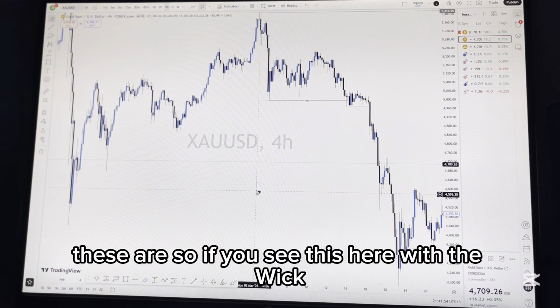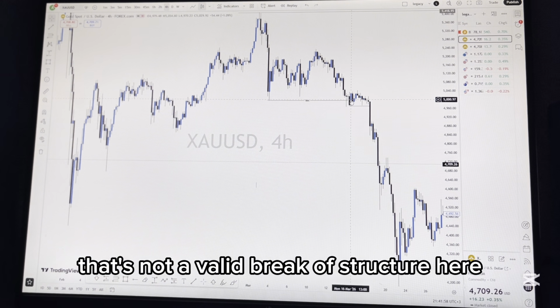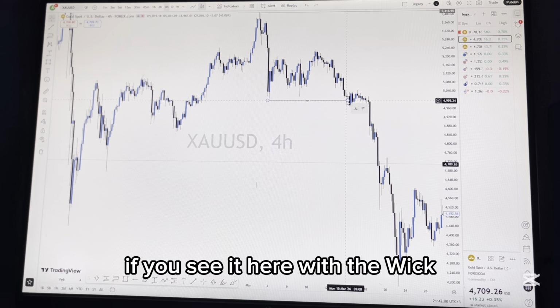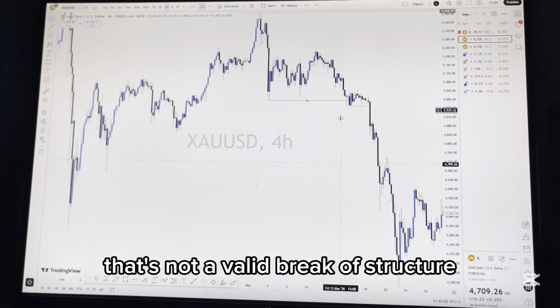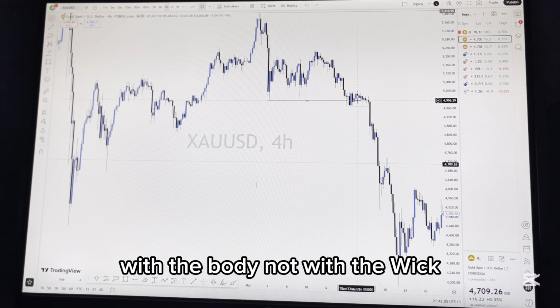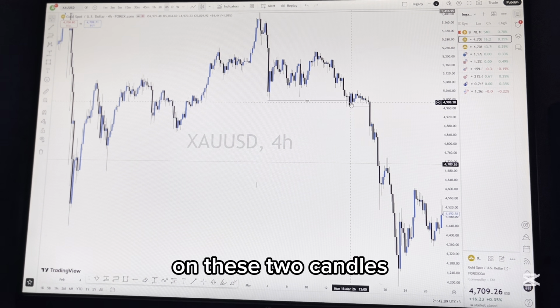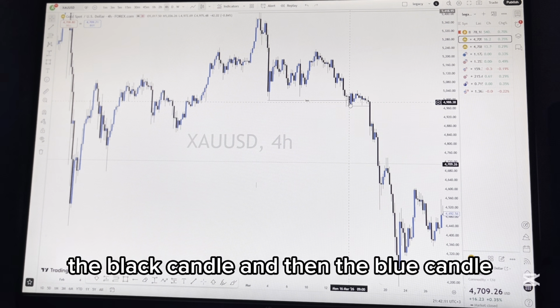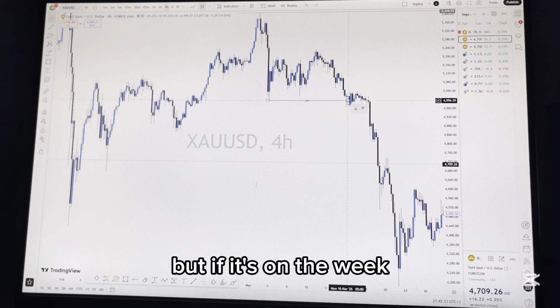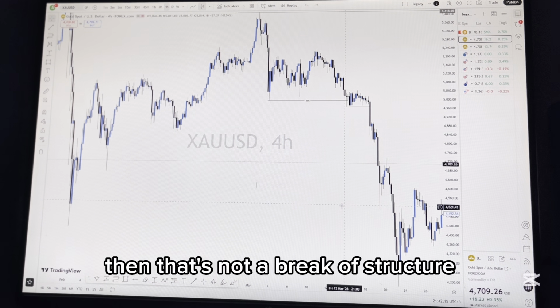If you see this here with the wick, that's not a valid break of structure. We want to see a valid break of structure with the body, not with the wick. So the valid break of structure is around here on these two candles, the black candle and then the blue candle. But if it's on the wick, then that's not a break of structure.